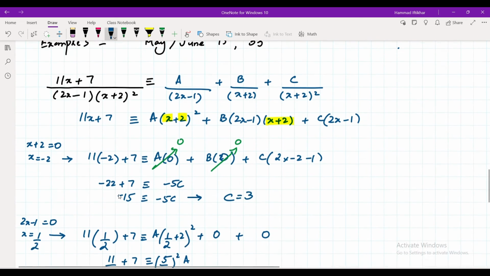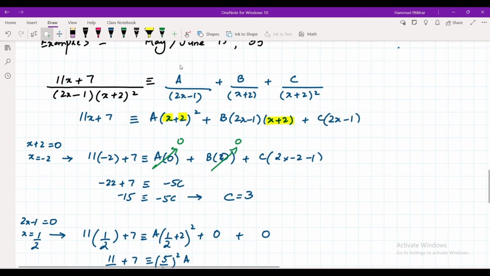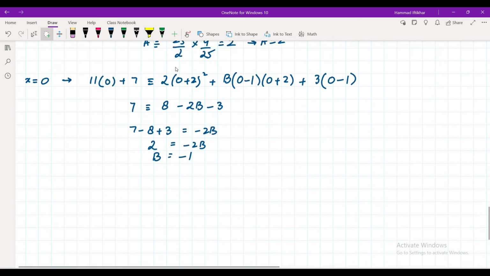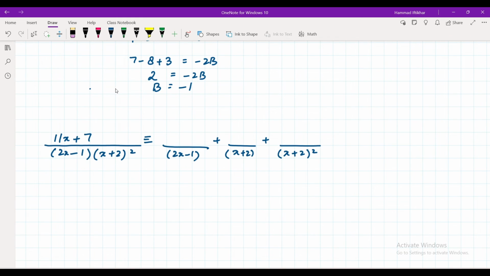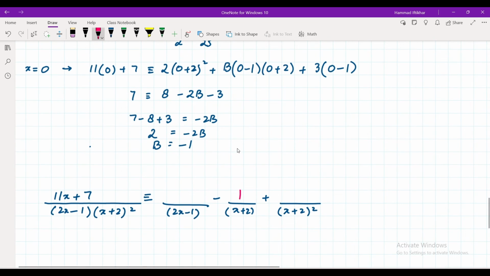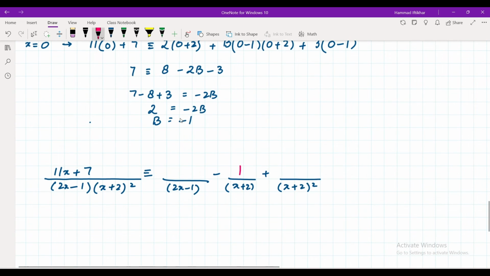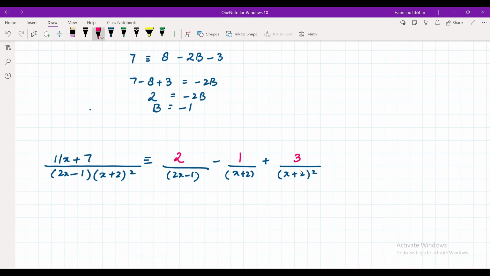So now, technically, you would rewrite this entire thing. Okay, let's copy and paste this. So the final answer, therefore, would look like, so b is minus 1. So minus 1. A was 2 and C was 3. So that's our decomposition.